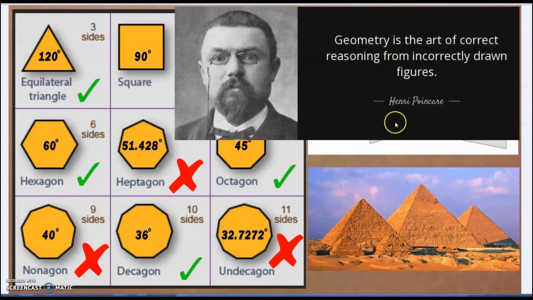Geometry is the art of correct reasoning from incorrectly drawn figures. Now that's a thing. Mathematically, you can draw a perfect equilateral triangle, hexagon, or square, but in reality your compass is vibrating. If you look through a really high-powered microscope, you'll see that the line from your pencil is very imprecise, even if you perfectly line up your compass or straight edge.